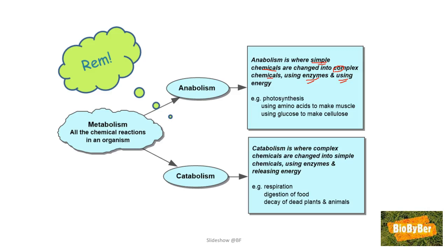Examples of anabolic reactions were photosynthesis, because we are taking simple chemicals, the ingredients, carbon dioxide and water, and changing them into a complicated chemical called glucose, using enzymes and using the energy of the sun. So you can see how it is a case in point for the definition of anabolism.